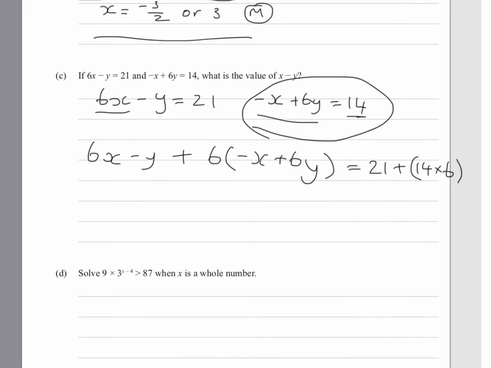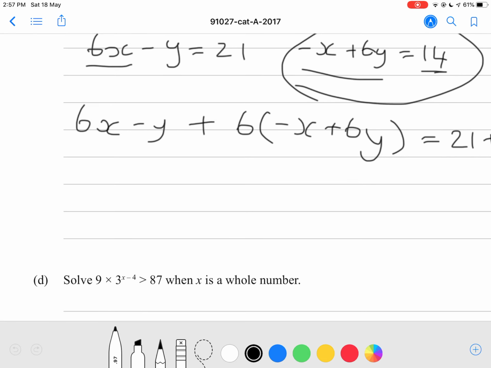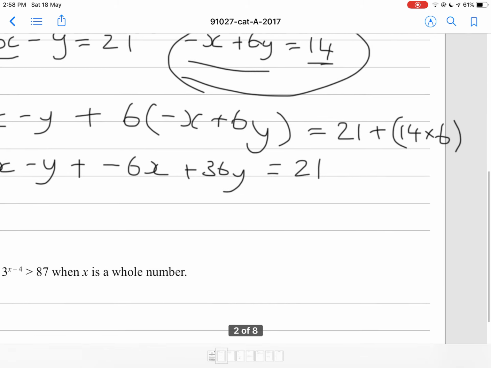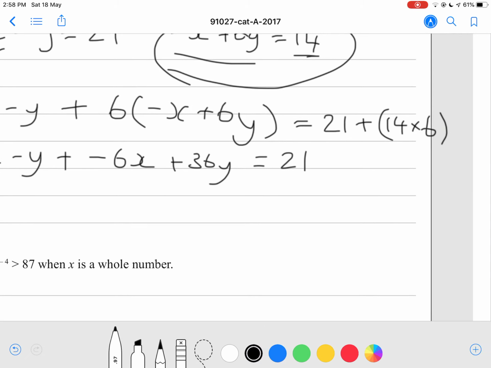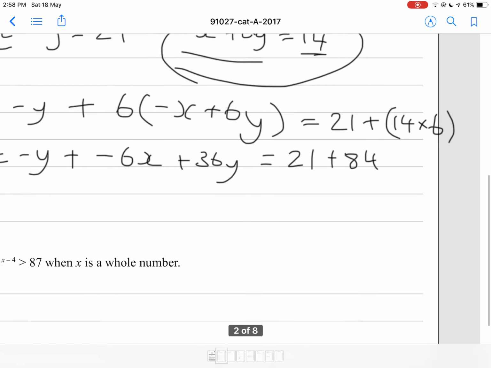Sorry about that. So we can say 6x minus y plus negative 6x plus 36y equals 21 plus 14 times 6. 14 times 6 is 84, plus 84. So now we can simplify this even more.